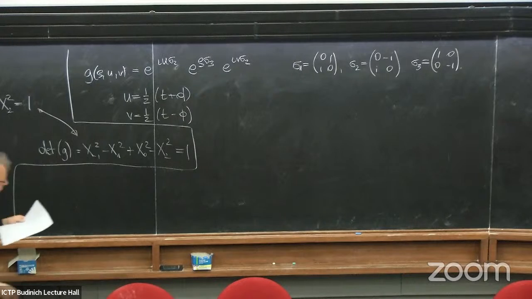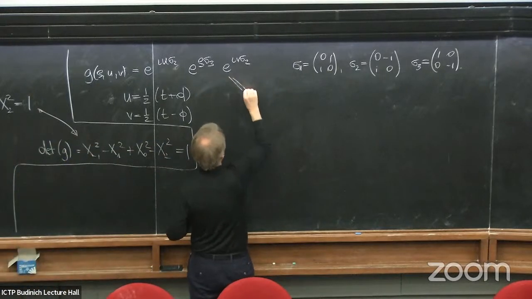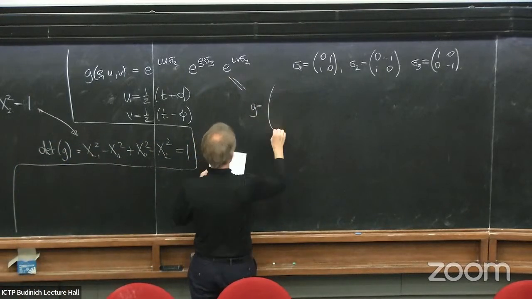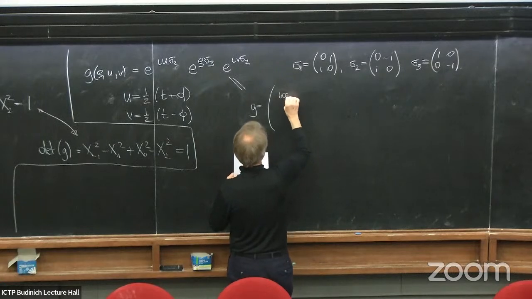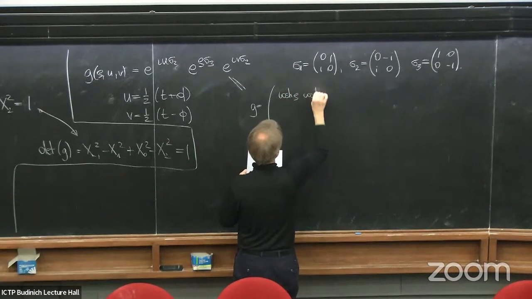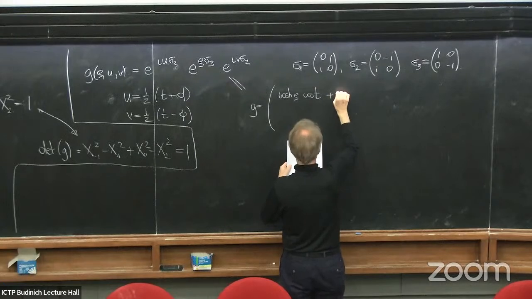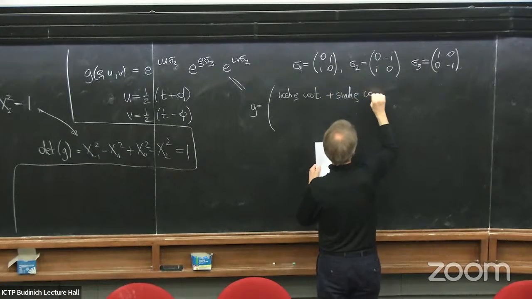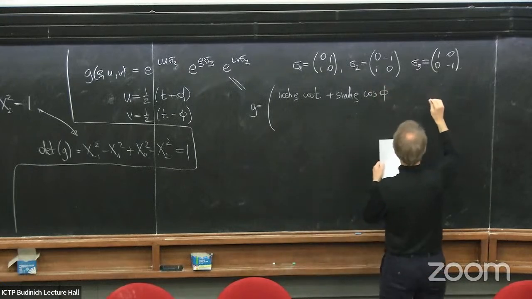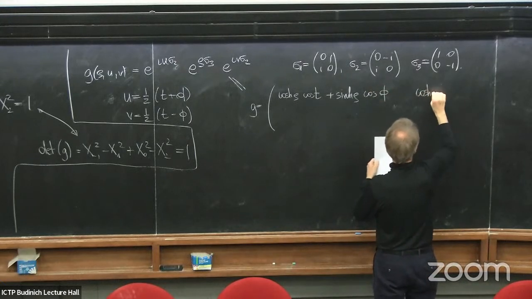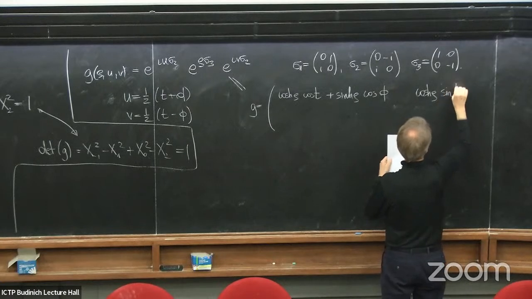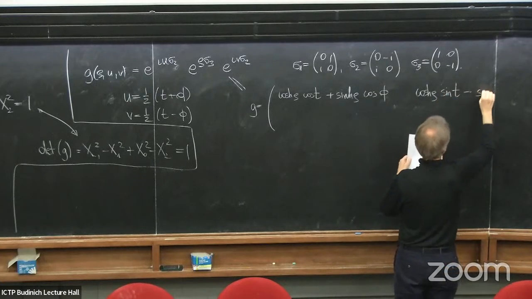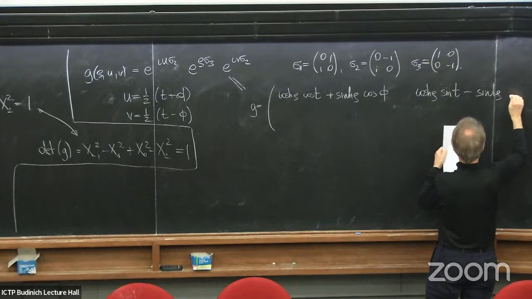Then if I write out this group element, it takes the form G = cosh ρ cos t + sinh ρ cos φ, and likewise cosh ρ sin t - sinh ρ sin φ.